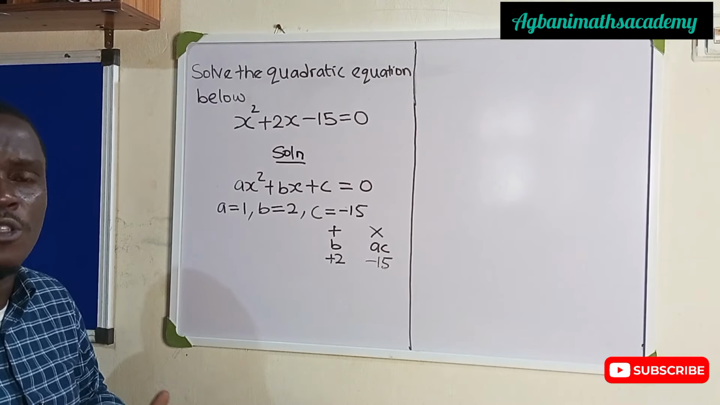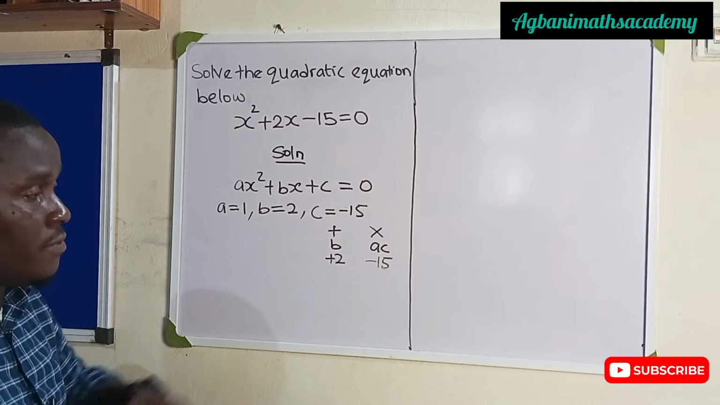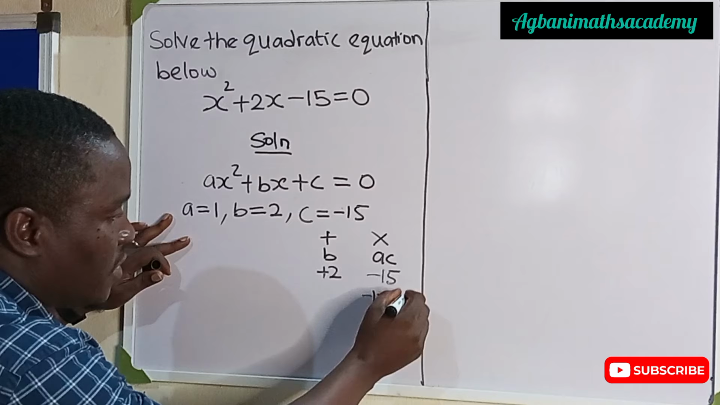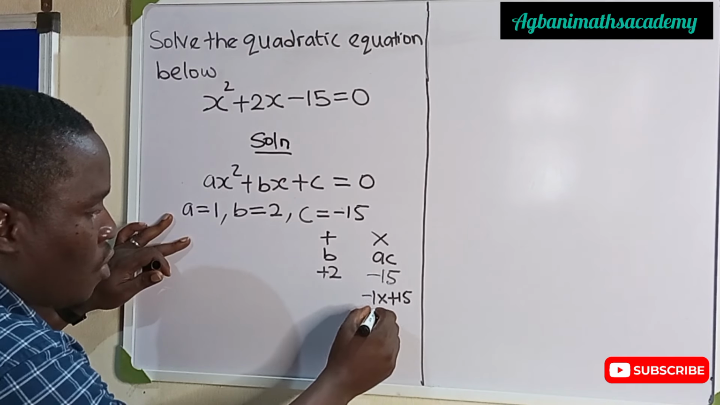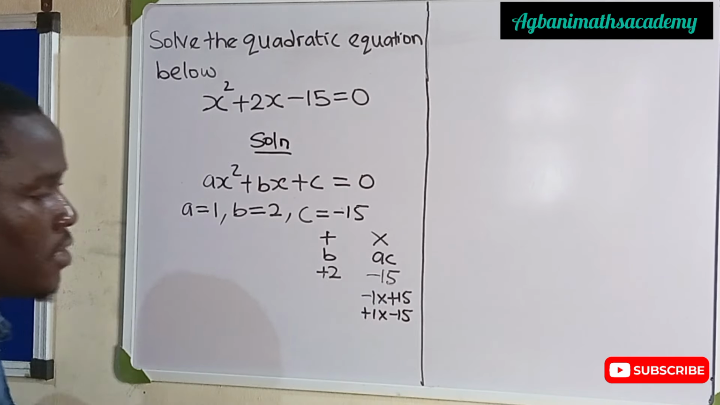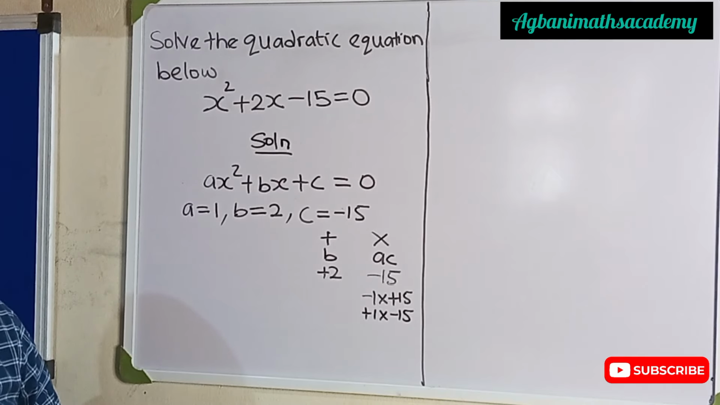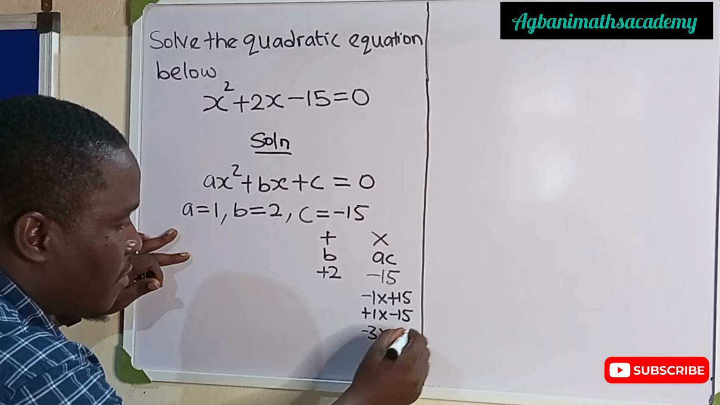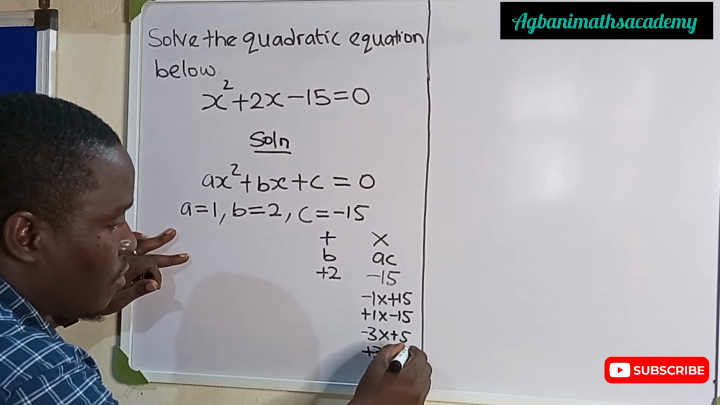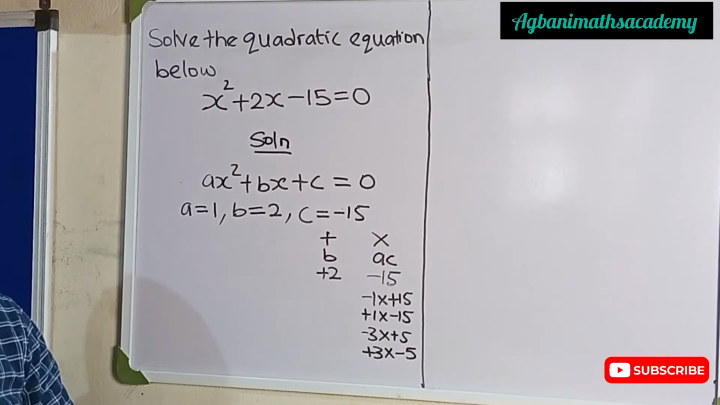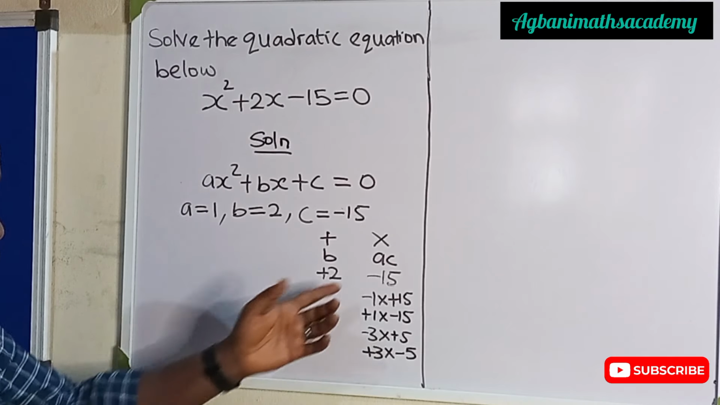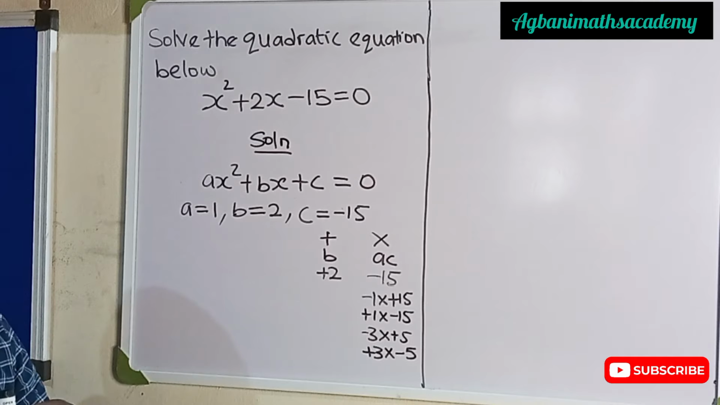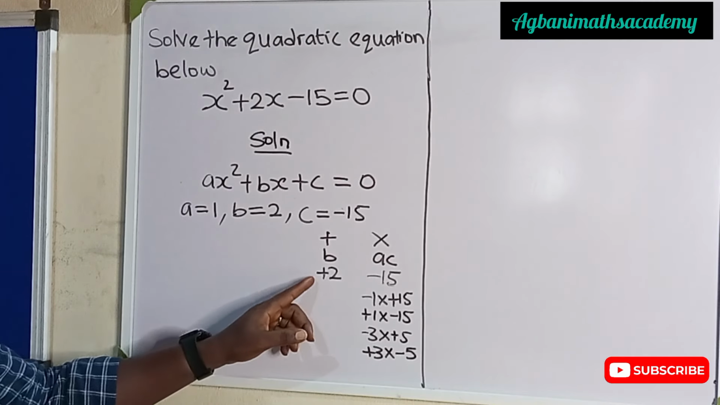So what numbers will multiply to give us minus 15? The first is minus 1 multiplied by plus 15. We have plus 1 multiplied by minus 15. Those two pairs will give us minus 15. Another pair is minus 3 multiplied by plus 5, and plus 3 multiplied by minus 5. These will also multiply to give you minus 15. But among these four groups of numbers, which one is going to add up to give plus 2?